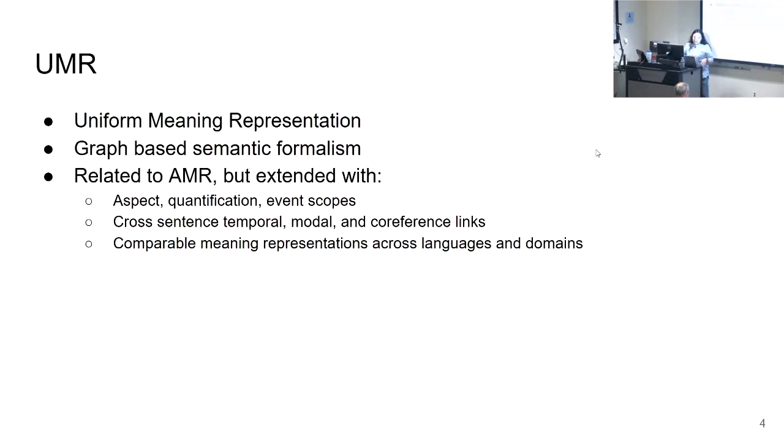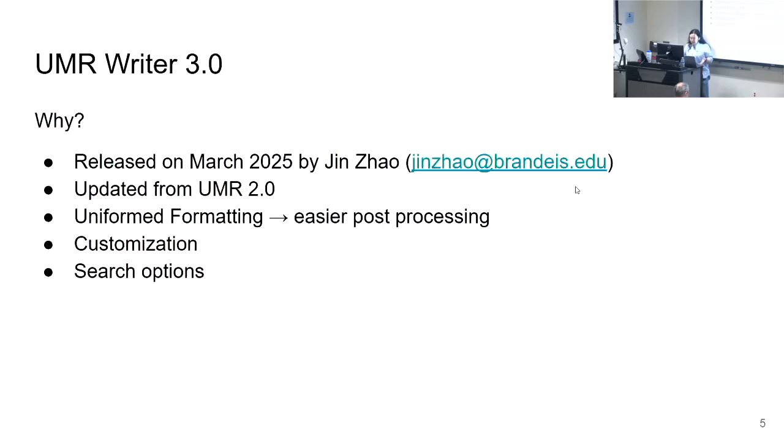As I just said, it's graph-based. It needs to represent the meaning of language, and how do you construct this graph, right? You need data, and you cannot just have raw data to do this. You need to annotate. Here's why I'm here now. I'm going to introduce this UMR Writer 3.0. I think you can probably tell by the name it's already released a few versions before.